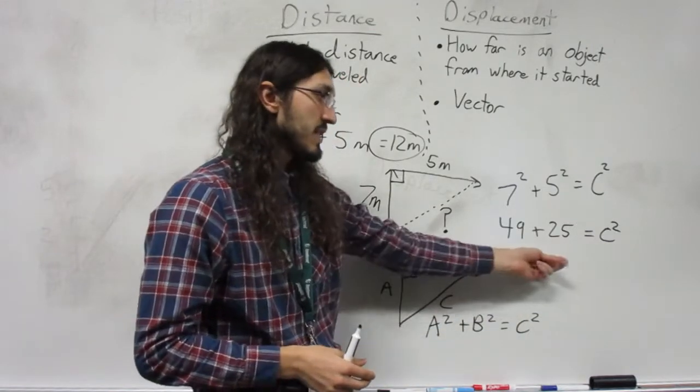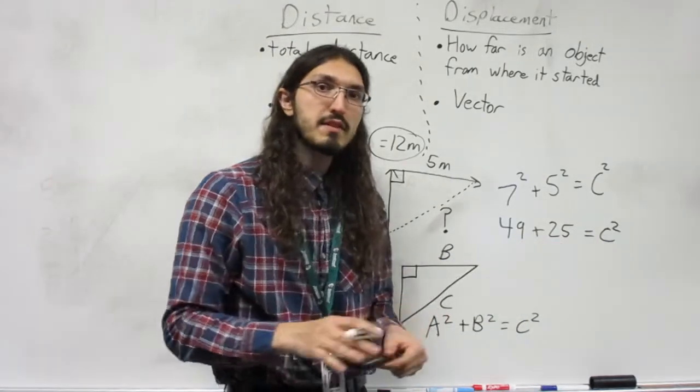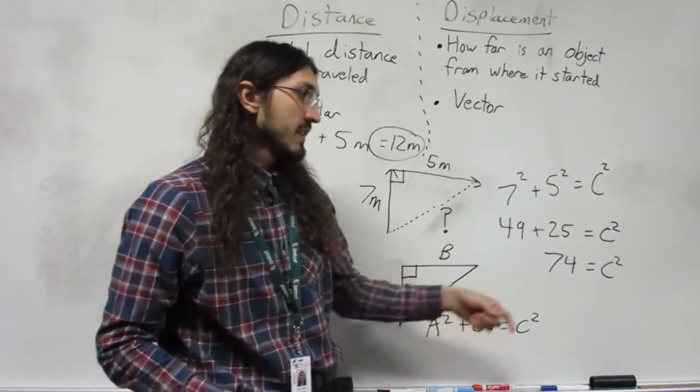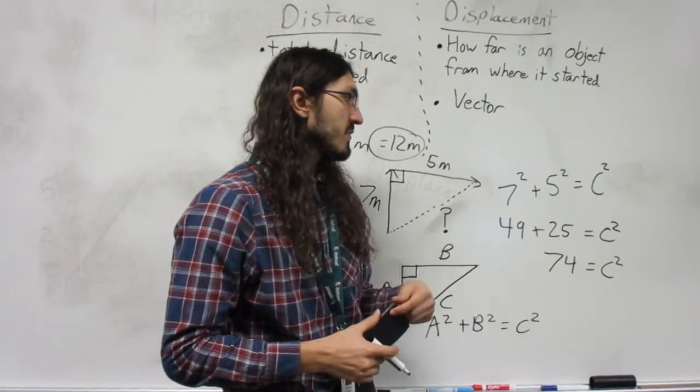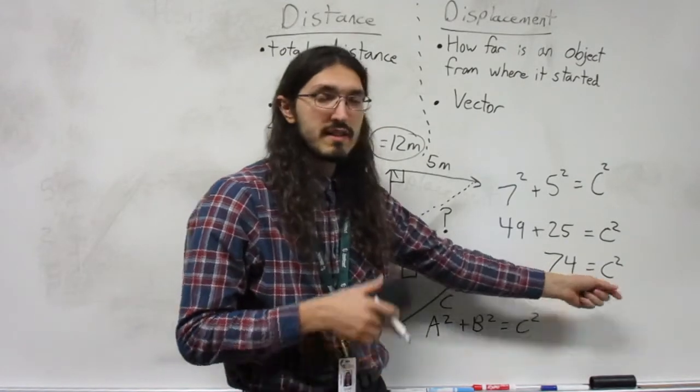Then next, I would have to add those two numbers. 49 plus 25 is 74. And then the last step I would have to do would be to take the square root of 74, because I don't care what C squared is, I care what C is.